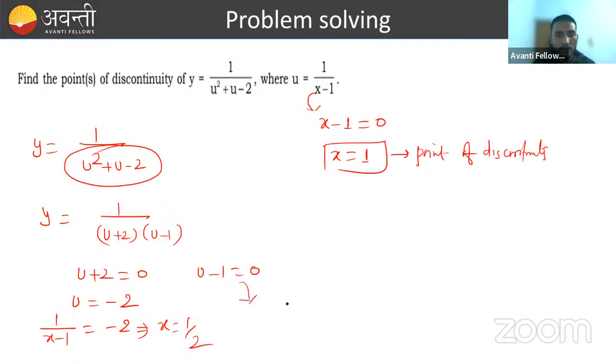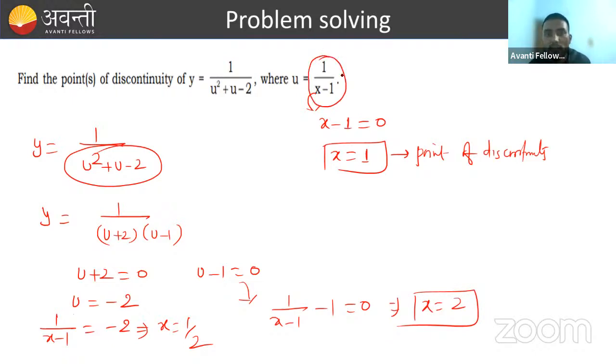And here, 1 divided by x minus 1 is equal to 0. After finding, you will get x is equal to 2. Okay, so first we need to see whether this is defined or not. So here we have got one point where it is not defined, so that is a point of discontinuity.